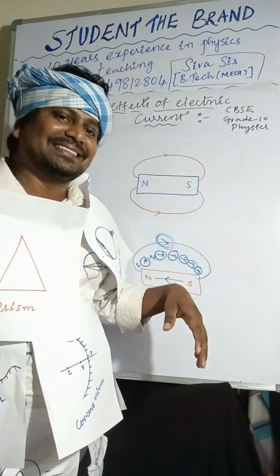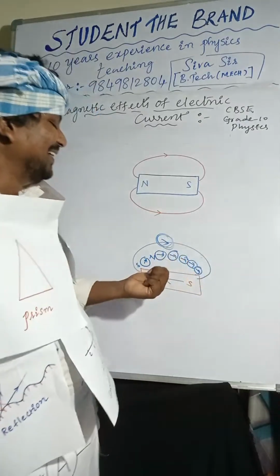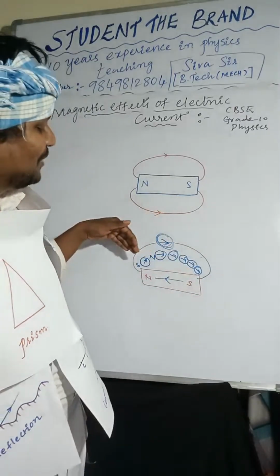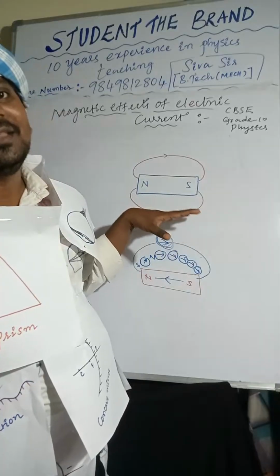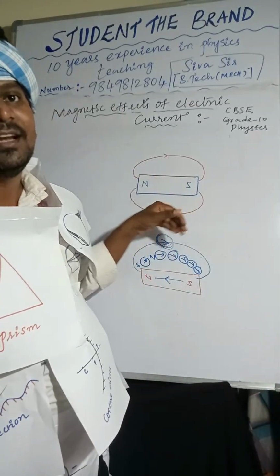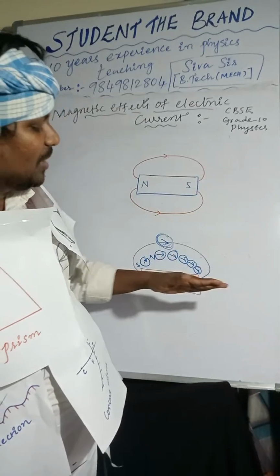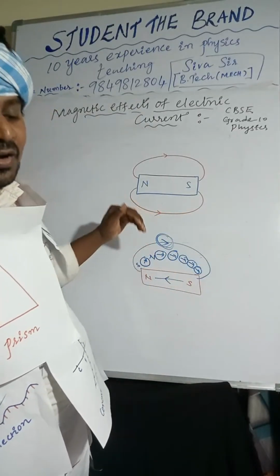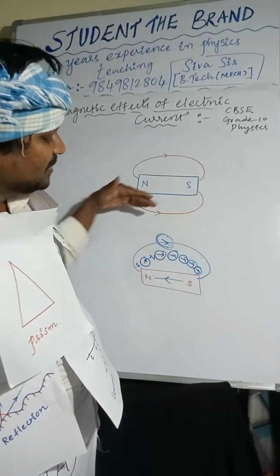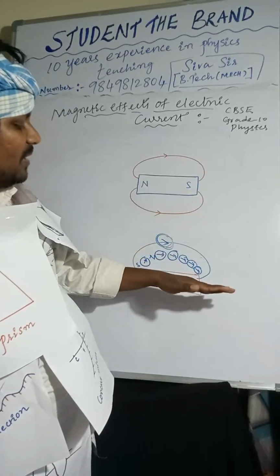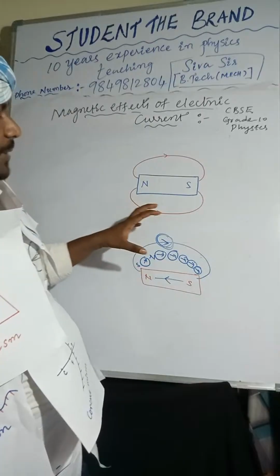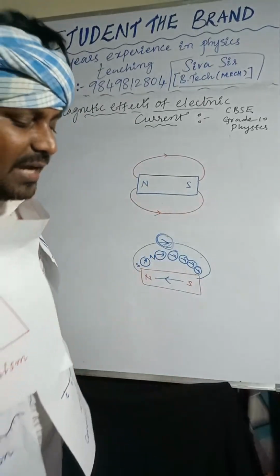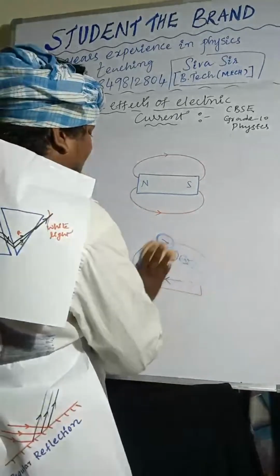Okay, that's enough. So here I'm considering north to south. The magnetic field outside of the bar magnet is north to south. Inside of the bar magnet is south to north. I hope it is very clear to you all. This is about magnetic field and magnetic field lines.